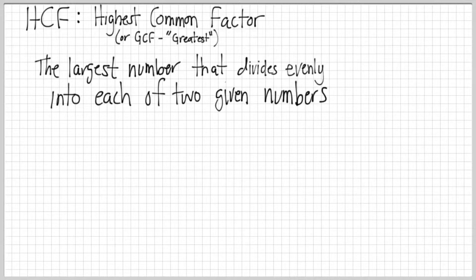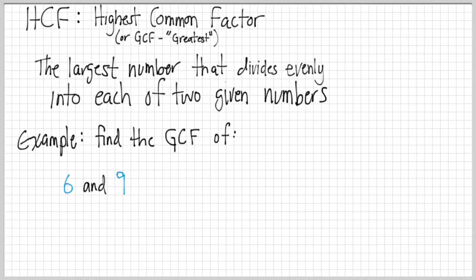So let's look at an example. We're going to find the GCF of 6 and 9. Okay, and what you could do is list the factors of each of these numbers, the 6 and then the 9, and then find the biggest one that goes into both. However, there is a faster way.